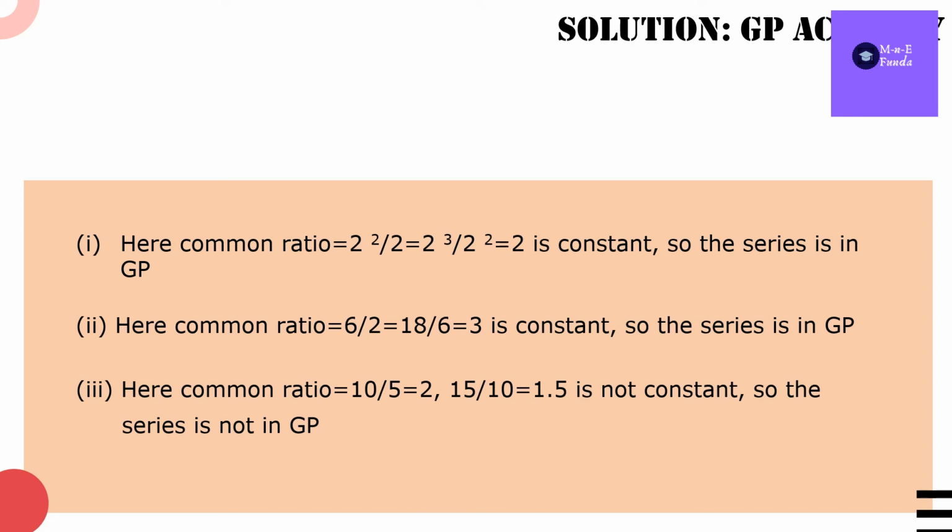For the second question, it is 6 by 2, 18 by 6 equal to 3, which is constant. So the series is in GP. And in the third question, the common ratio is not constant. So 10 by 5 equal to 2, 15 by 10 equal to 1.5, it is not constant. So the series is not in GP. I think you understood the GP activity.